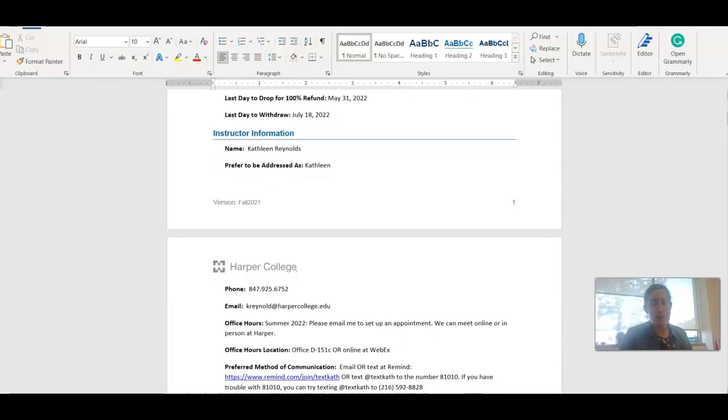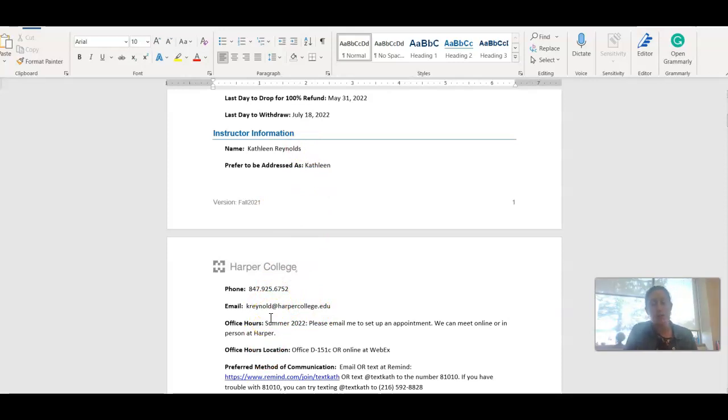So here's some of my contact information. My name is Kathleen Reynolds. It's fine to call me Kathleen. If you're not comfortable with that, it's okay to say Professor Kathleen or Miss Kathleen, whatever you feel comfortable with. This is my phone number in my office. It does not have text. This is my email address. Notice my last name has an S, but my email address does not have an S.